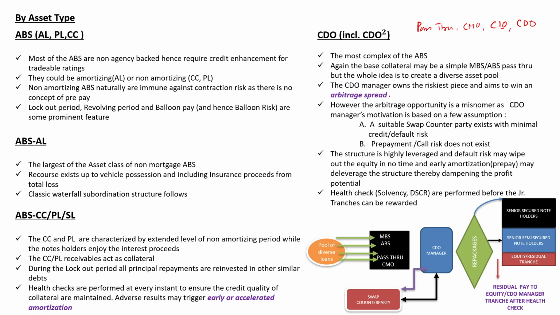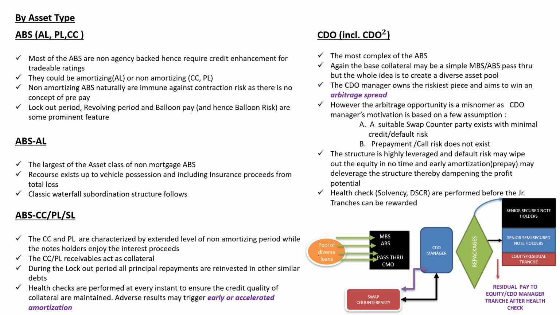However, this entire structure does come at a particular cost. And as I said before, such a structure is being created by the motivation of the CDO manager. More often than not, the CDO manager would find a swap counterparty. And how a swap counterparty comes into the picture, we will understand in a little while. But let's just follow this diagram and how it works. Remember, at every given point in time, the solvency checks and other health diagnostics are performed even before the junior tranches could be paid. So let's take a quick look at how a CDO structure works.